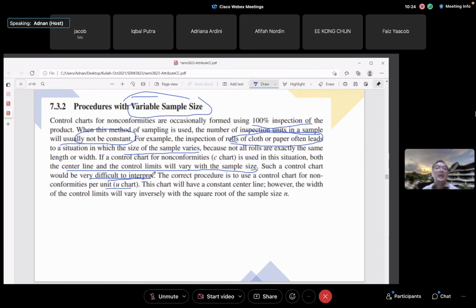So that's why, for the C chart, we usually assume the number of inspected units in the sample is n equal to 1: one roll, one box, one package, one dozen. That was the C chart. So when the sample size varies, the U chart is more suitable.